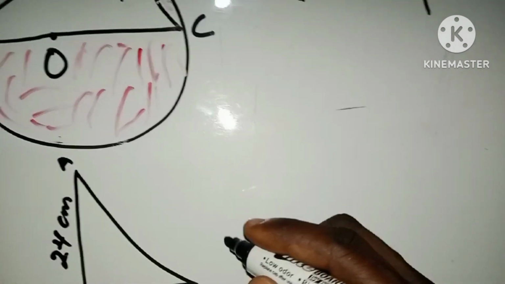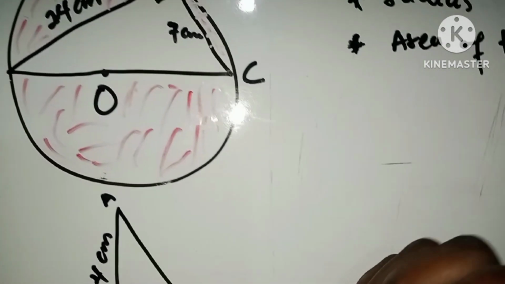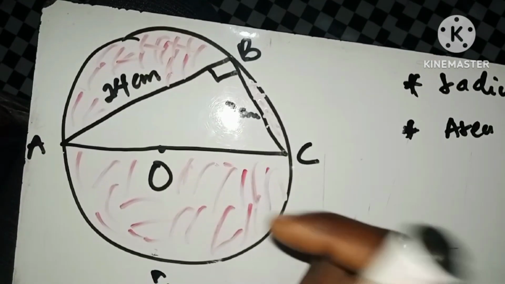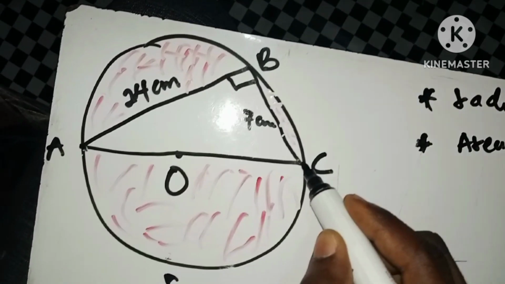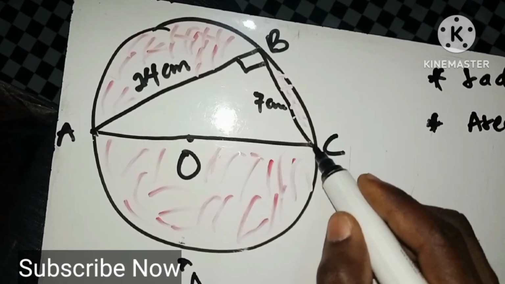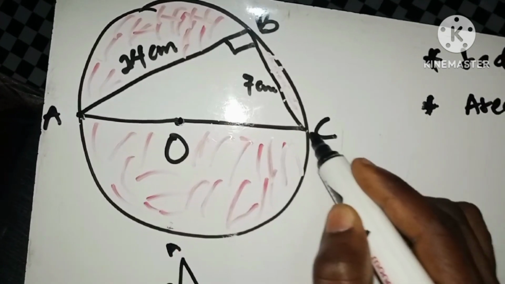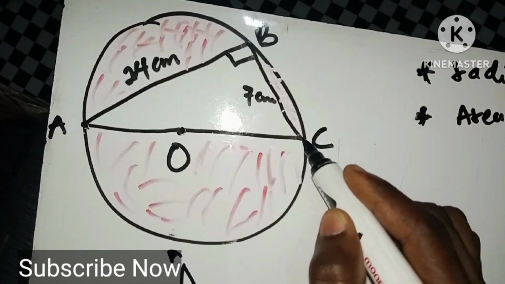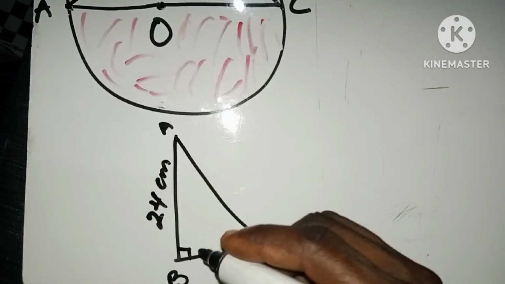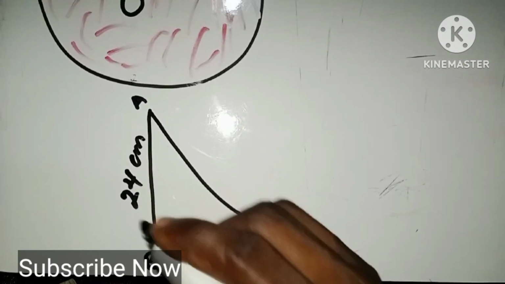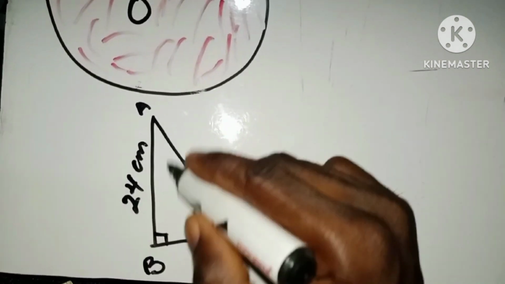So what are we going to use to determine the radius? That is what the question says. We all know that from here to this side is what we call the diameter. Once you have the diameter, we can easily determine the radius, that is from the center to the end of the circle. So let's find the diameter first. How do you do that? The tool that you are going to use, since this is a right angle triangle, is the Pythagoras theorem.